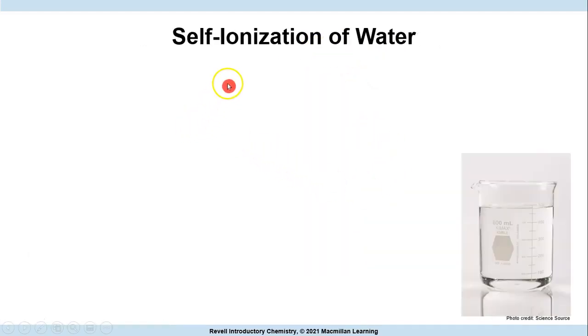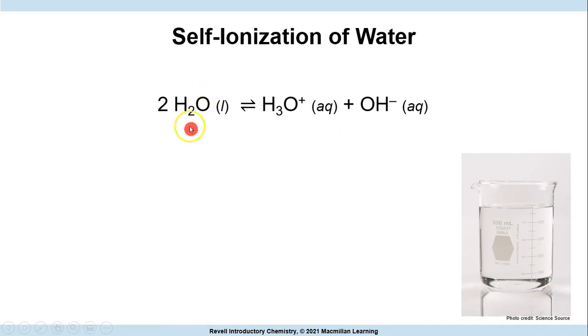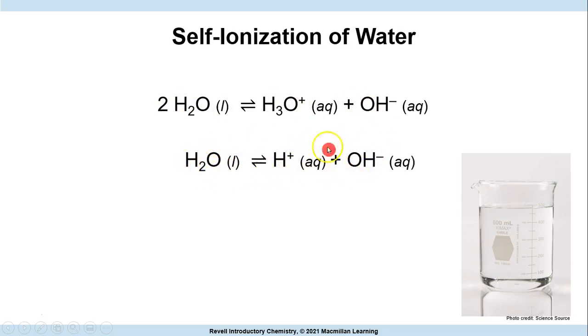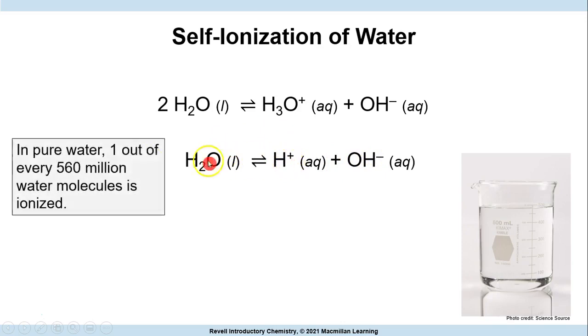Now let's look at the self-ionization of water. This is also called the auto-ionization of water. We have water here being ionized to give us the hydronium ion and the hydroxide ion. We could also have it as water ionizing to give us the hydrogen ion and the hydroxide ion. It's very important to note that in pure water, 1 out of every 560 million water molecules is ionized.